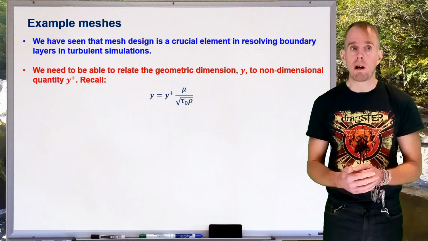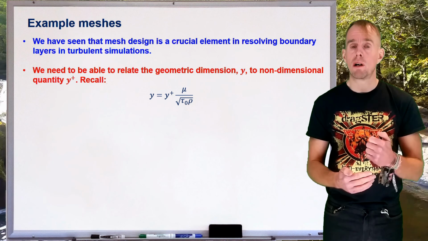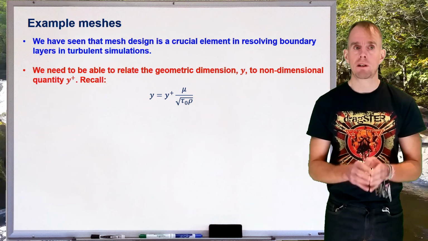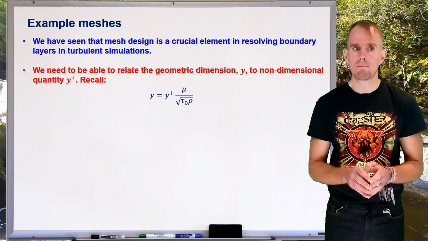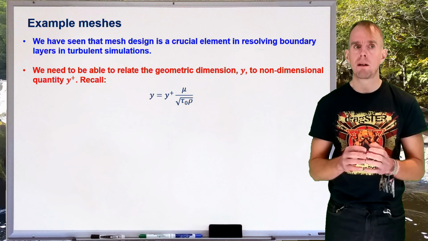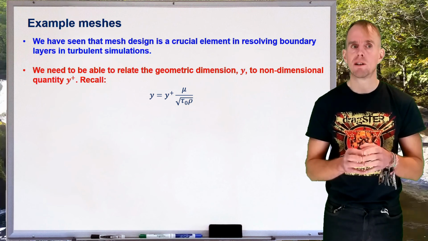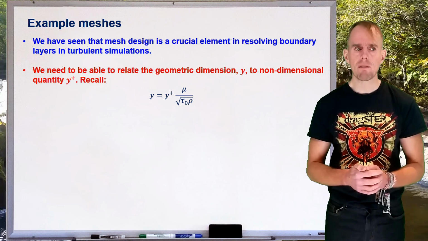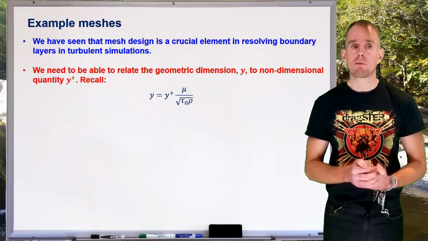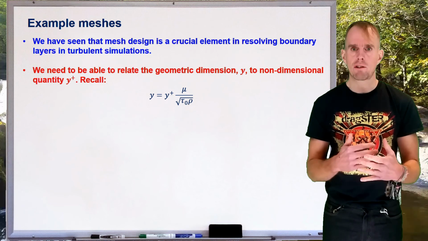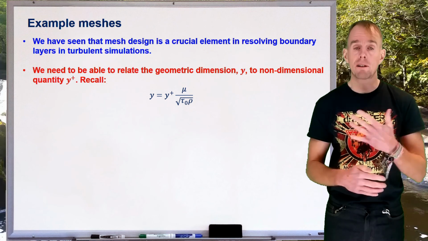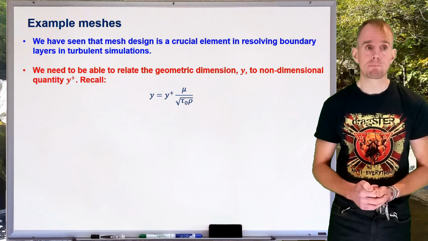So y+ over y is root tau naught rho over mu, or rearranging for our use, if we were to work out the geometric distance y that relates to a certain non-dimensional quantity y+, we multiply y+ by mu over root tau naught rho. So tau naught here is a measure of shear stress, and of course we need to be able to relate that shear stress to something that's relatively easily calculable for the flow problem that we've got, and I'm going to demonstrate how to do that in a minute.